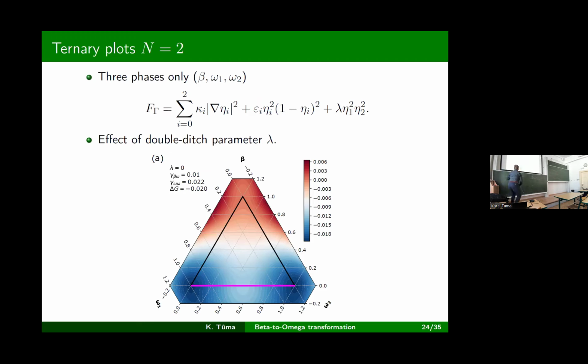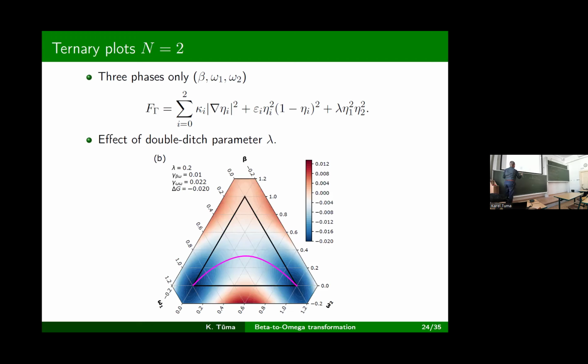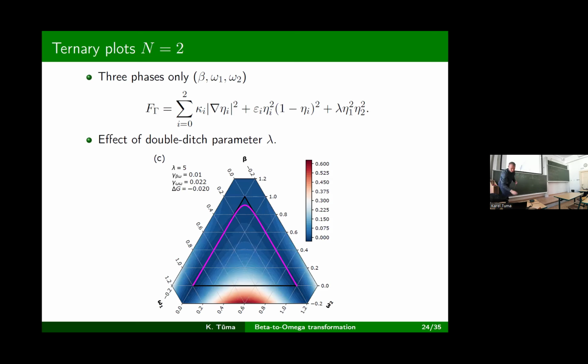So we will continue with the test. So here we ended. So we made the chemical energy equal to minus 0.02, big enough. And if there is no double ditch, we have a direct interface between omega 1 and omega 2. So we check what happens if we increase it to 0.2, so it is good. So in the energy landscape, we want to go from omega 1 to omega 2. We go closer to beta, not so far, but by increasing lambda to 5, the hill is very huge. You can see it also in the colors. So if you want to go from omega 1 to omega 2, you need really to go very close to beta.